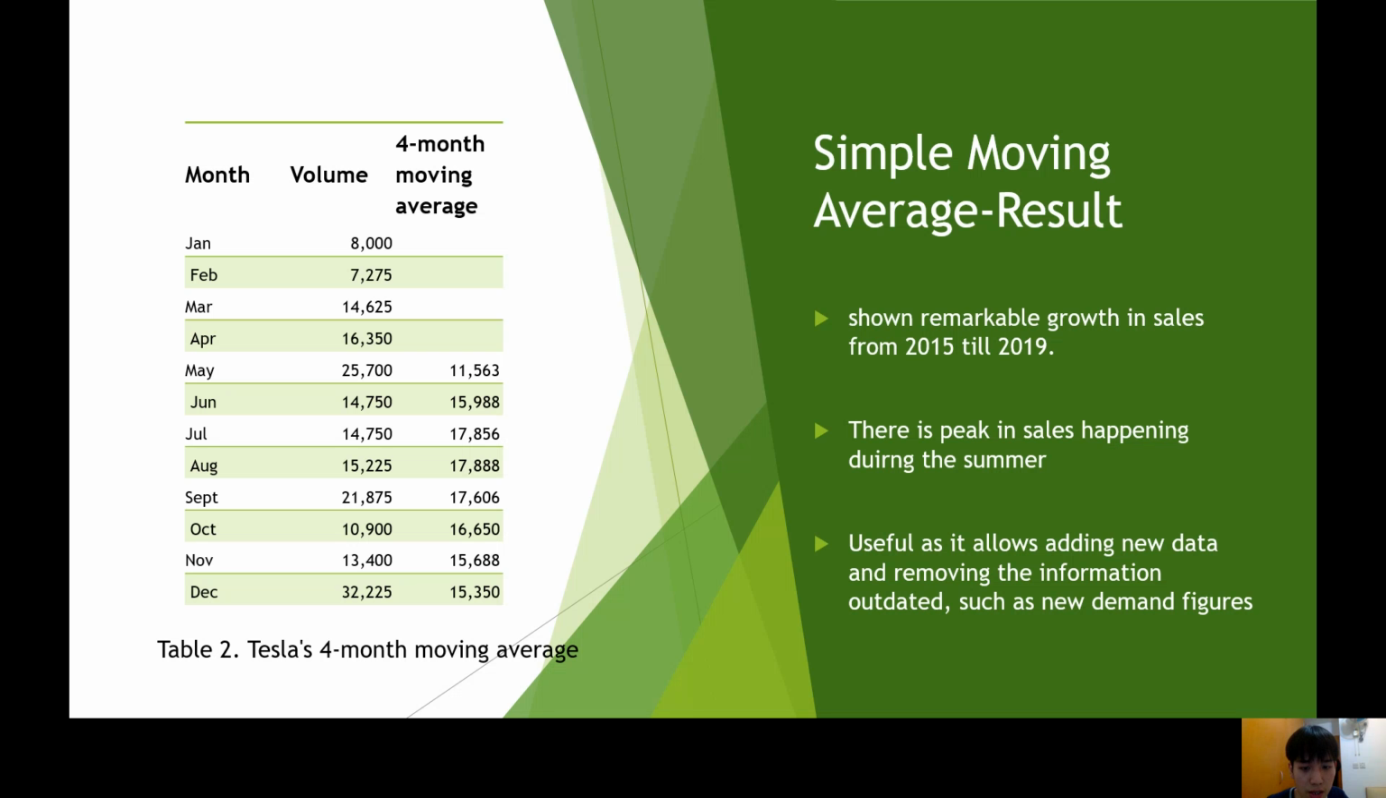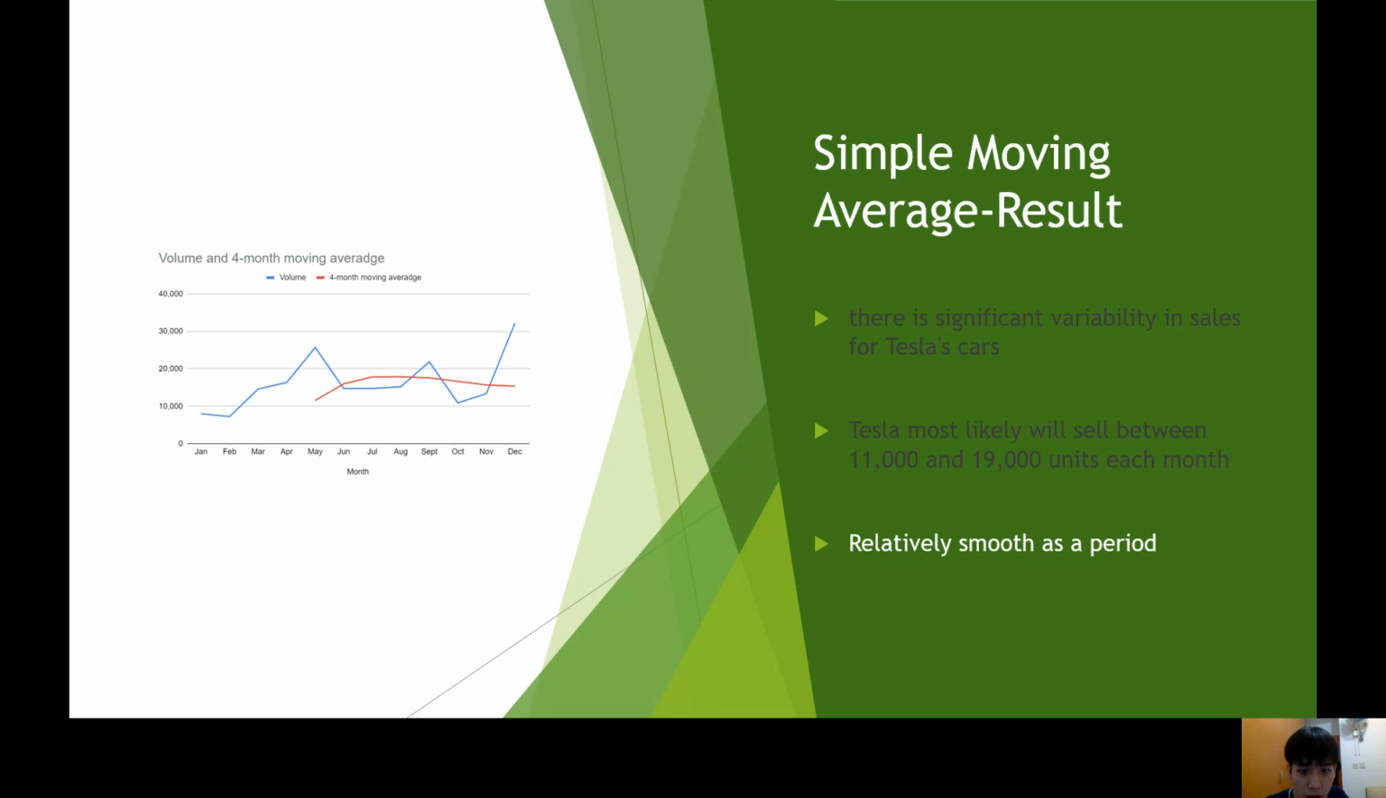SMA is useful as it removes the outdated information and adds new data such as new demand figures. Also, it's noted that there is significant variability in sales for Tesla cars, because we can see that every month the sales figure is very diversified, and Tesla is more likely, according to SMA, to sell between 11,000 and 19,000.